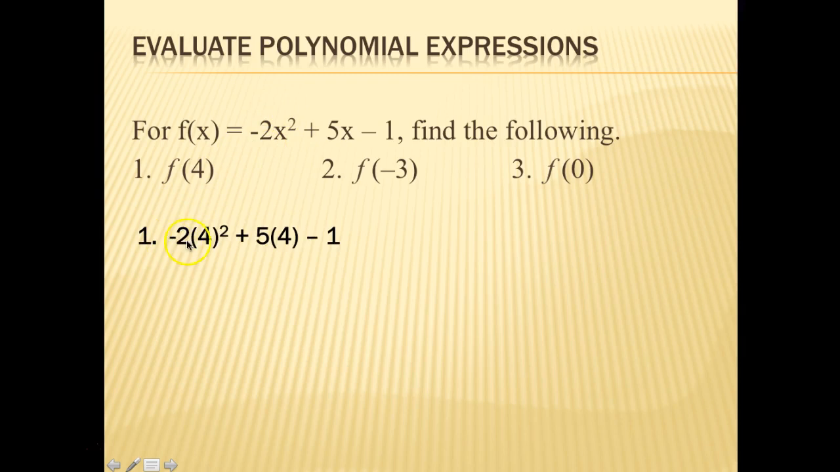So in this case, negative 2 times 4 squared plus 5 times 4 plus 1. Order of operations says to do 4 squared first, and then times negative 2, and then 5 times 4, and then minus 1.